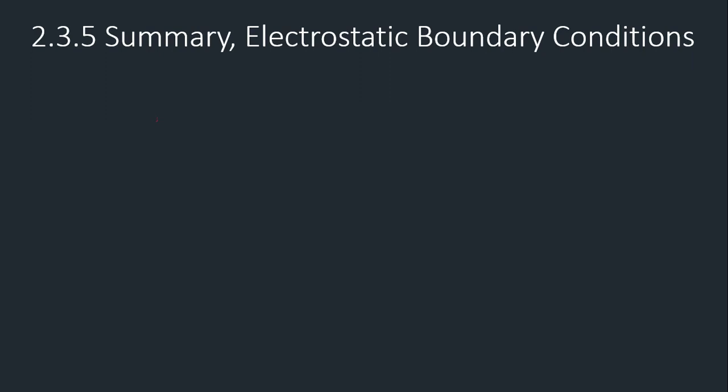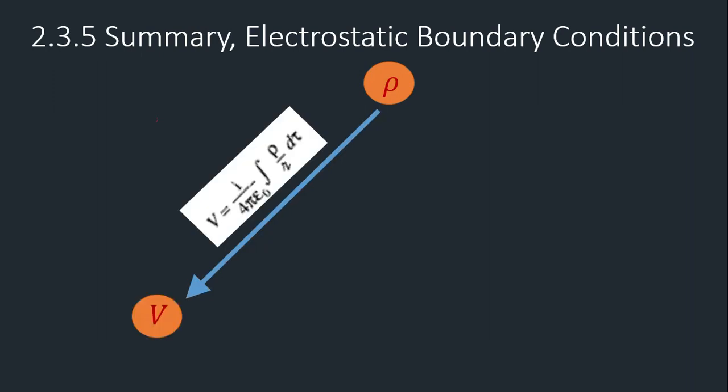We will summarize here, and we will also look at how we can use these formulas to find the different variables. Suppose you have the volume charge density rho, and you want to find the electric potential from that. Then you will use this formula: V is equal to 1 over 4 pi epsilon naught integral rho over r d tau. This is the volume integral over the whole charge distribution.